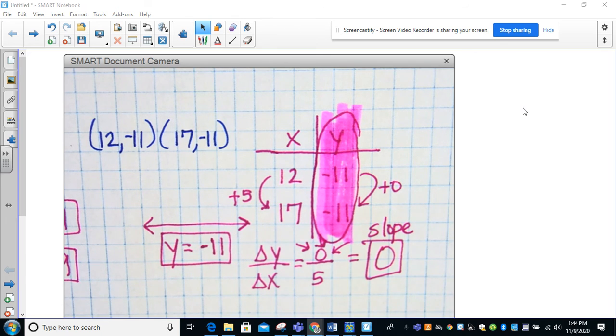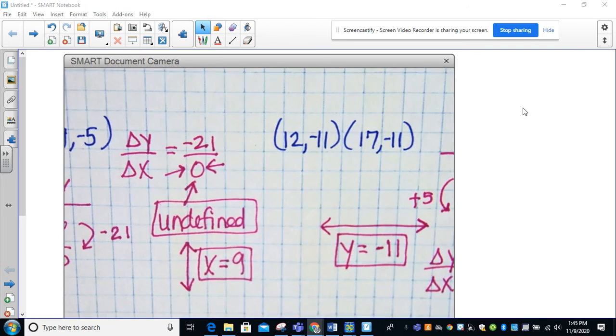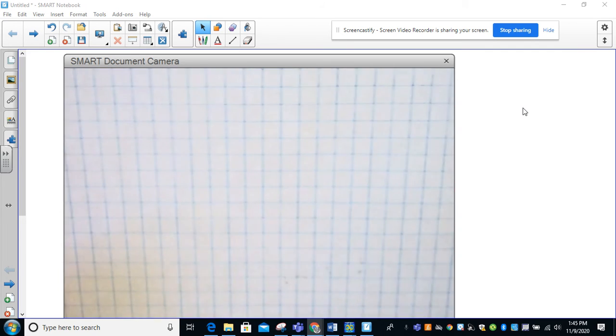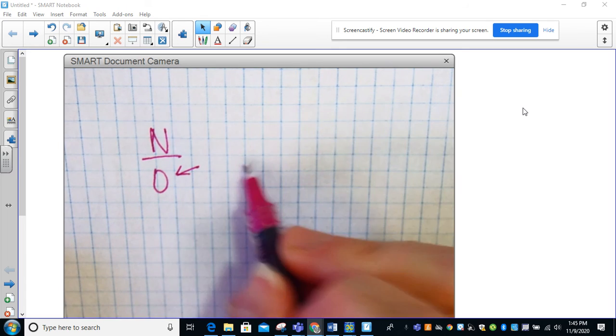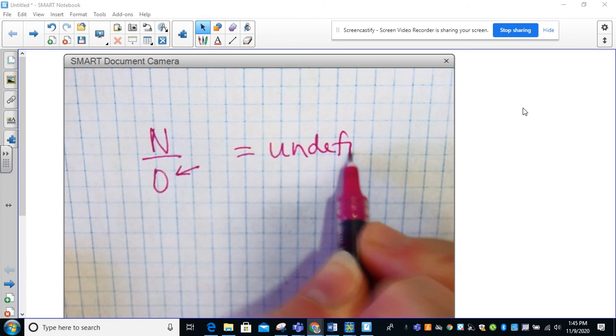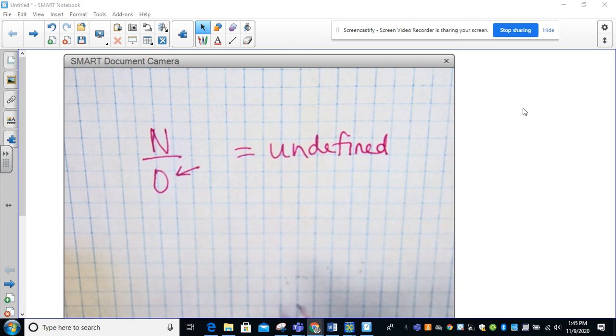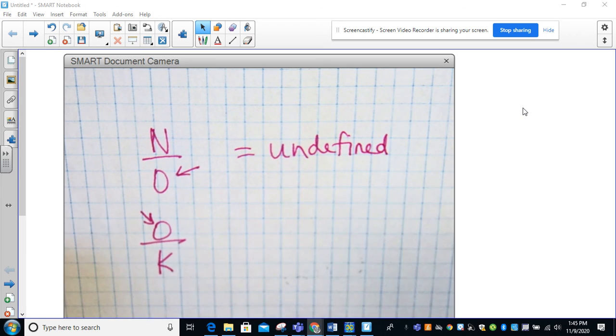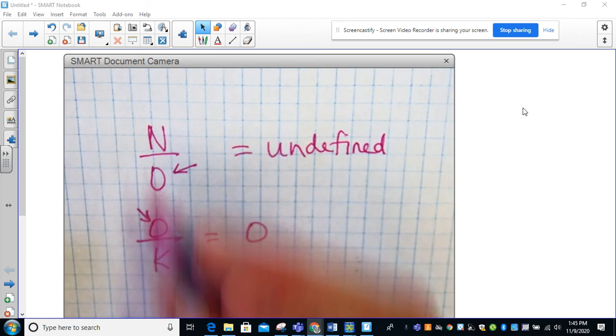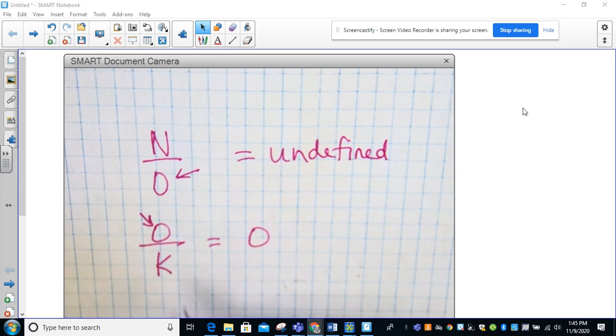So again, we did a negative, a positive for the first two, an undefined and a 0. Be careful with those undefined and zeros. This might help you remember, it is a no-no to have 0 on the bottom. Those are undefined slopes, vertical lines. It is okay to have a 0 on the top. That's just equal to 0, if that helps you remember. No and okay, undefined and 0.